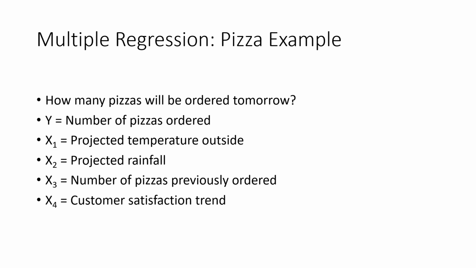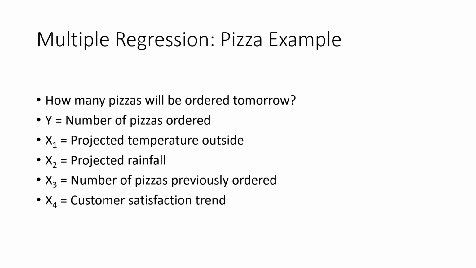Let's look at a practical example of how we might use multiple regression to help us make managerial decisions. So imagine you're running a pizza joint. You are a restaurateur and you have your own pizza restaurant. And what you want to do is to estimate how many pizzas will be ordered tomorrow. If you had that kind of foresight, that would be useful information because then you could prepare in advance and not have much food wastage at the end of the day.